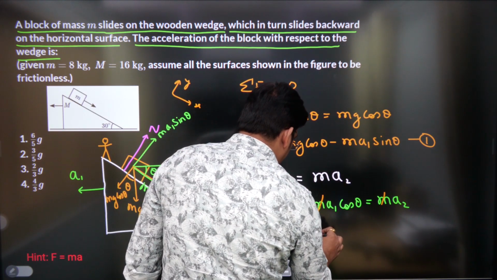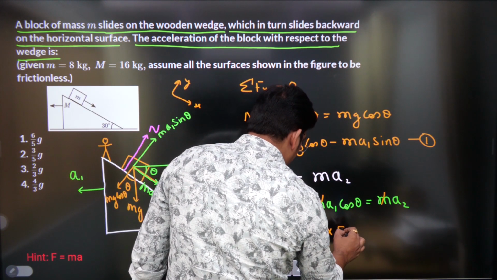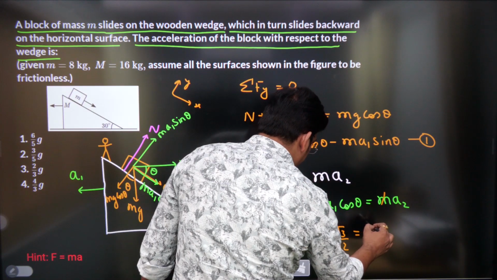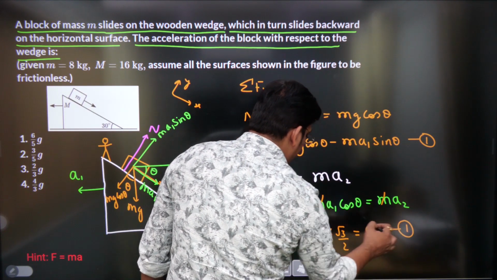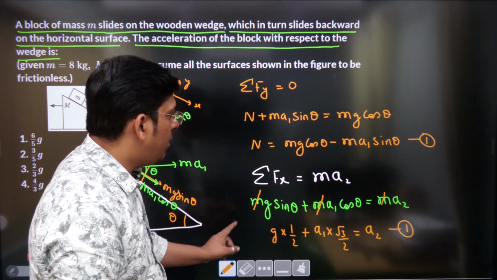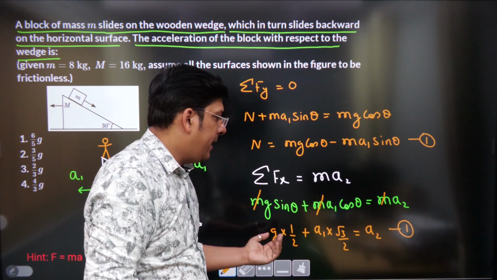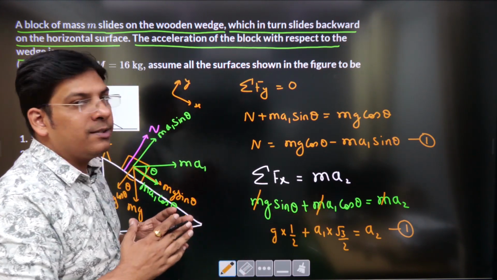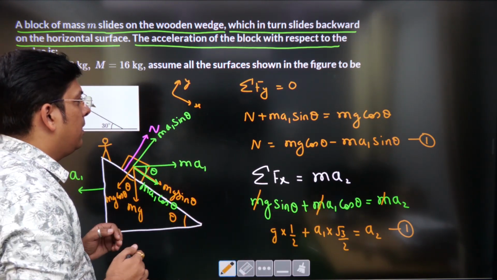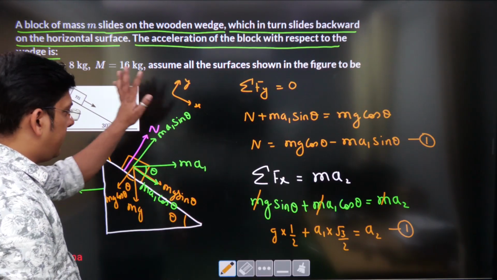And this would be a1, cos theta would definitely be √3 by 2, and this is a2. So you have to basically find the value of a1, and substitute in this equation, and we would get a2, and a2 is what is asked in the question anyways. Now, we are done with this.